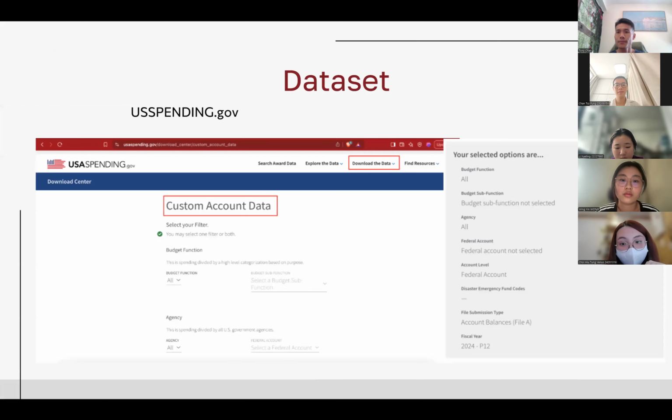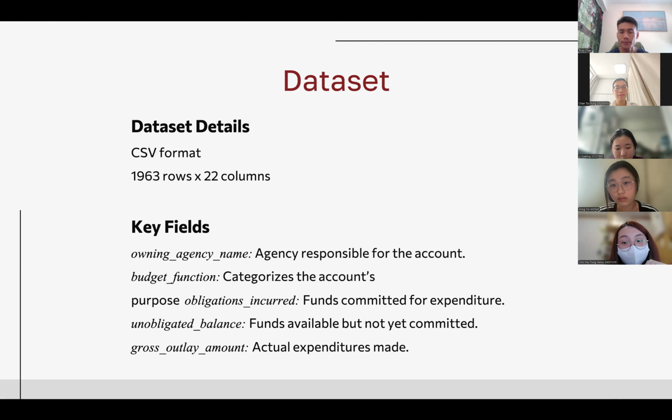And my data set is from usaspending.gov. Click to download the data, then choose customer account data. Here is my dataset options. The next line shows that my dataset is in CSV format with about 2,000 rows and 22 columns.